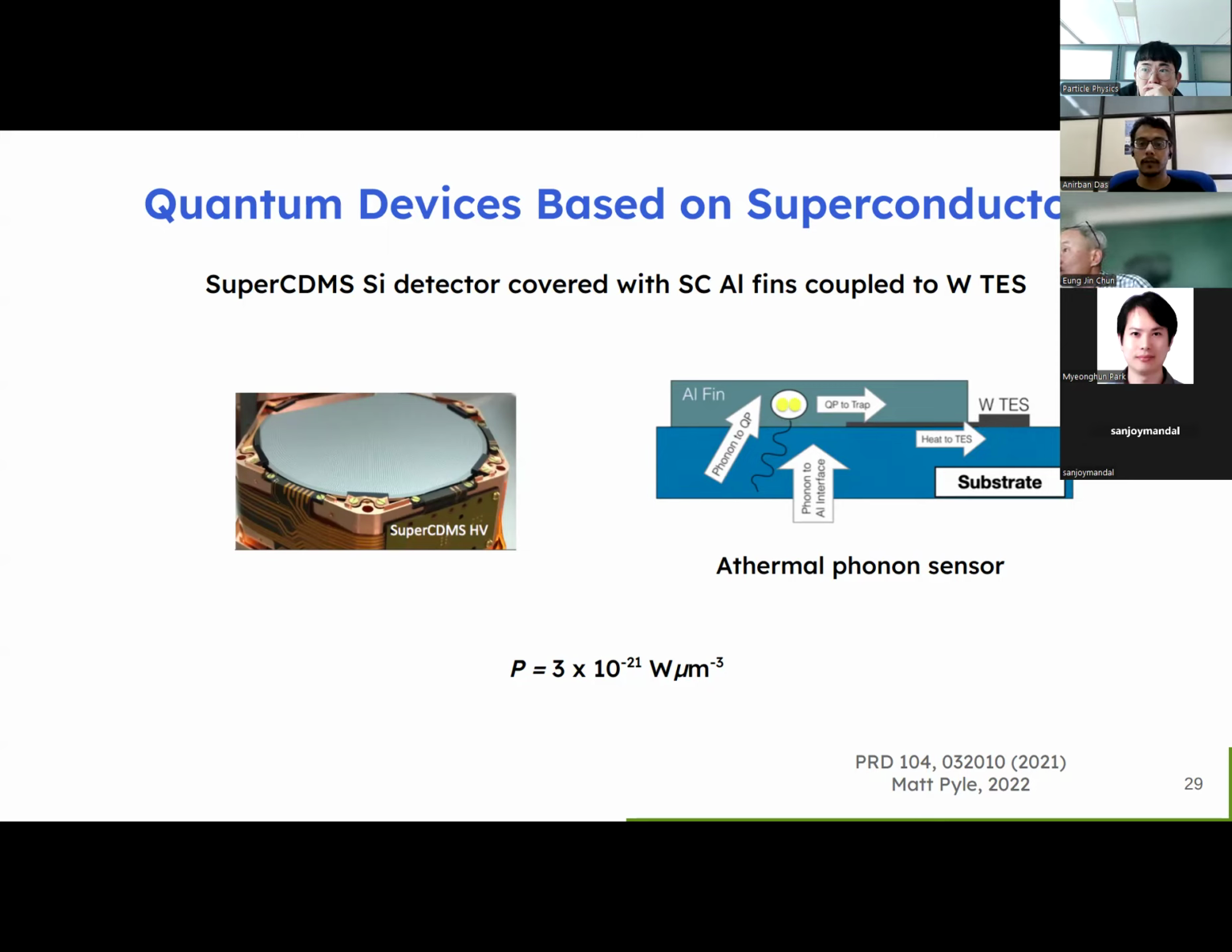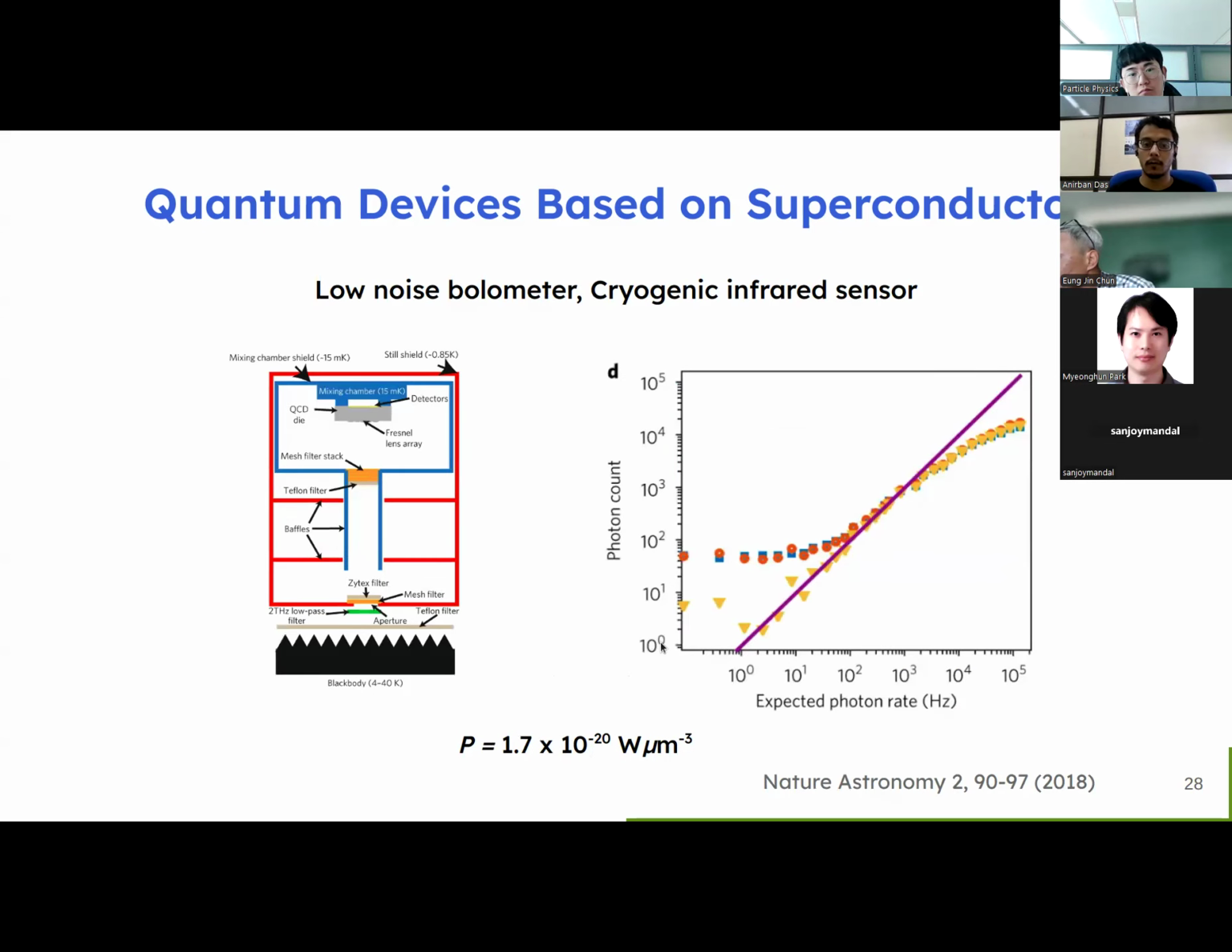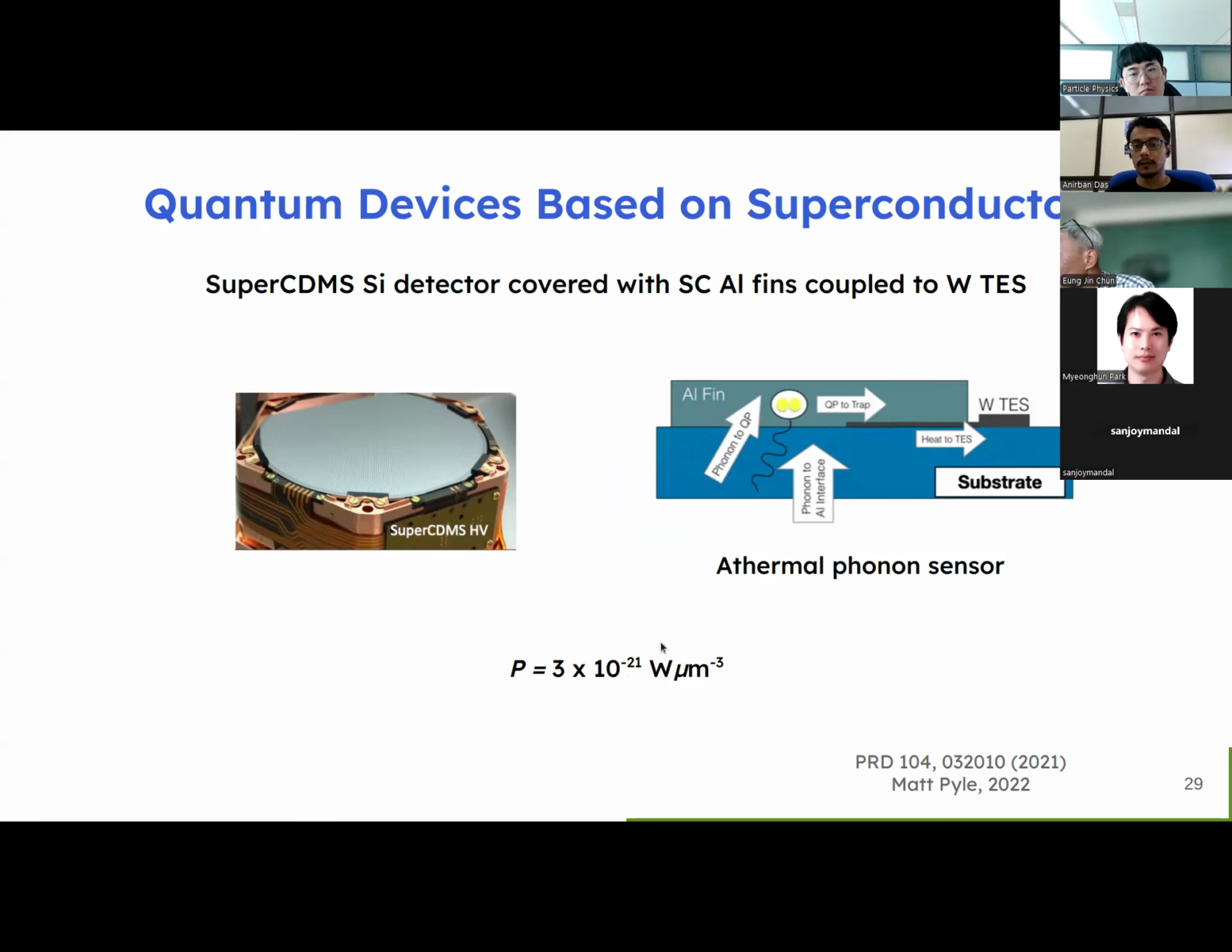We looked at the calibration data for this Super CDMS detector, and in their paper they observe an excess energy of roughly, I think, a few picowatts. We took that number and calculated the quasi-particle density, and that gives you a power density of roughly 10 to the minus 21 watt per micrometer cube. This is again not as sensitive as the qubit one, but it's better than the previous one. This is the single photon detector. So we use these three numbers to put a limit on the dark matter nuclear scattering cross section.